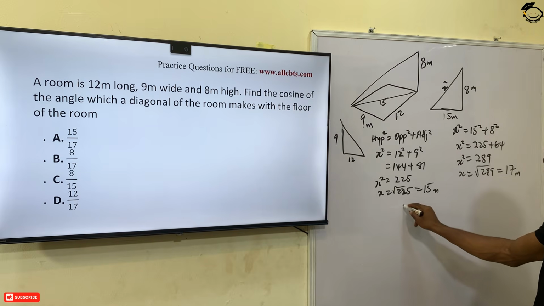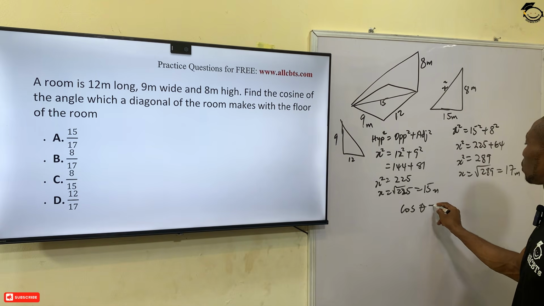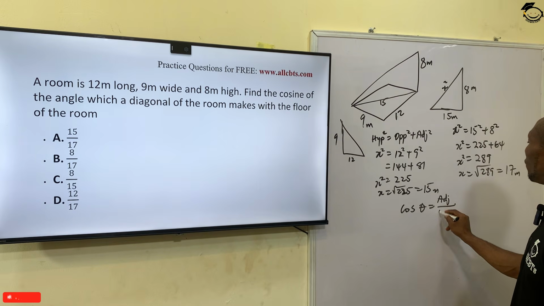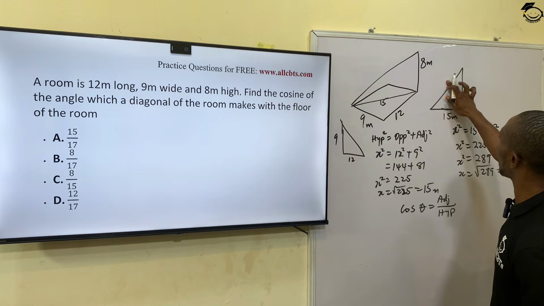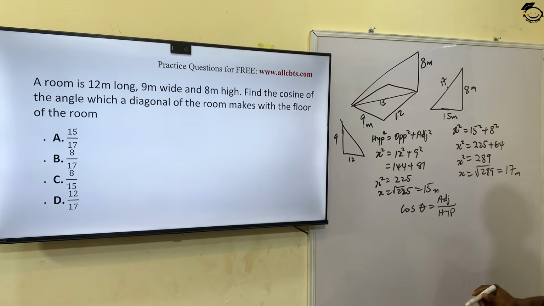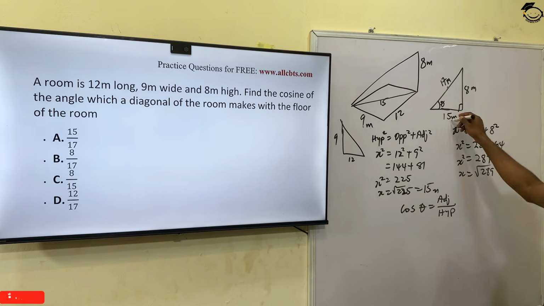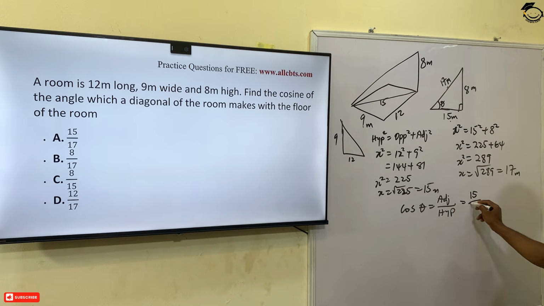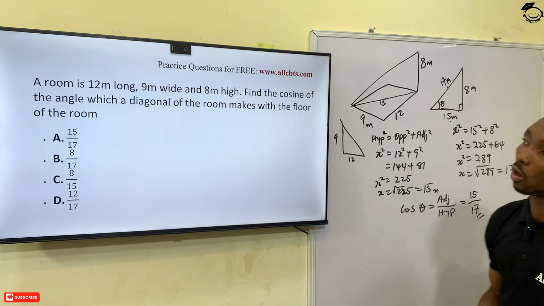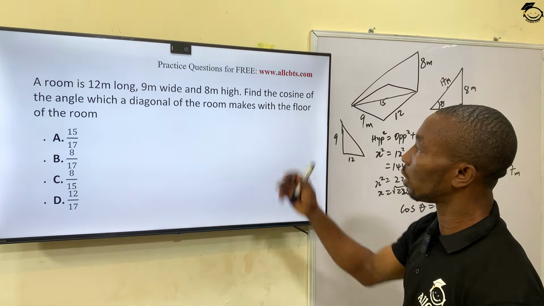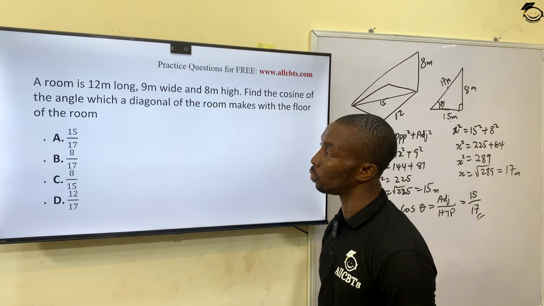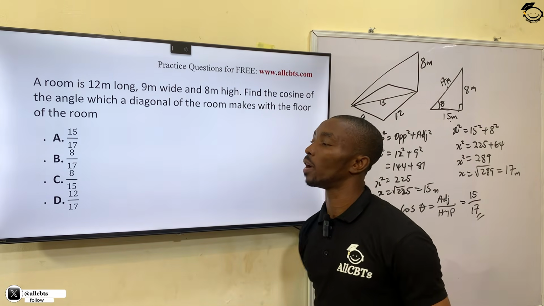And we know that cos theta equals adjacent over hypotenuse. Now, where our x here is 17. All right. Now, since we are considering this angle theta, our adjacent here will be 15 and our hypotenuse will be 17. So therefore, the cosine of the angle which the diagonal of the room makes with the floor of the room would be 15 over 17.